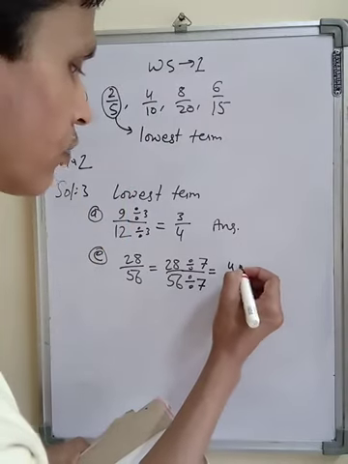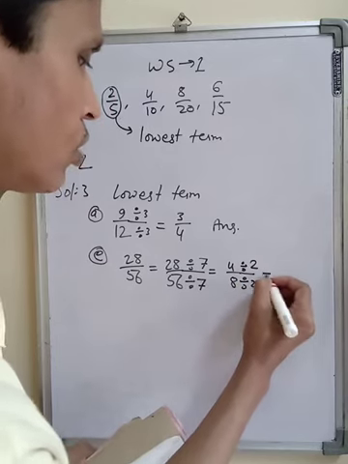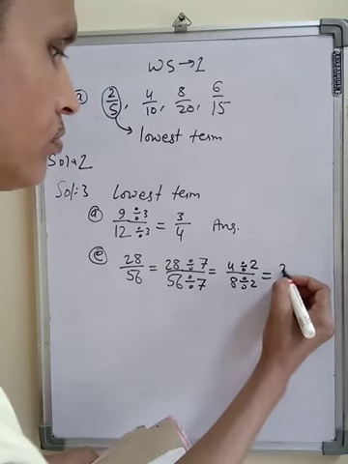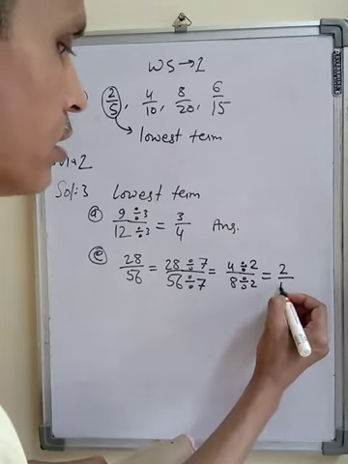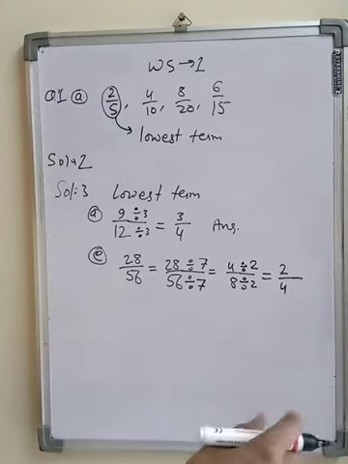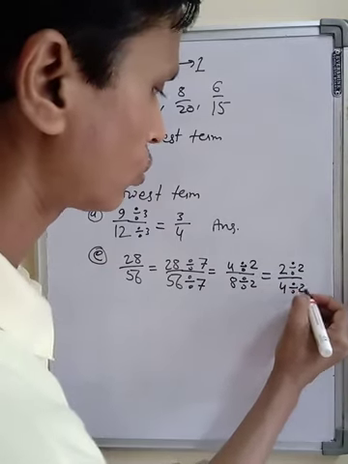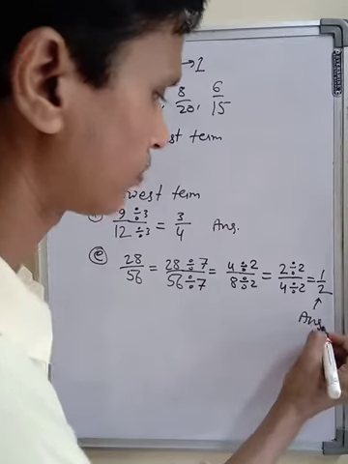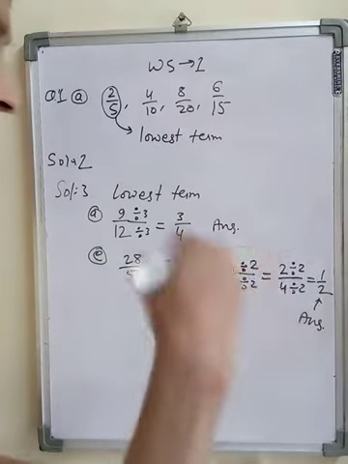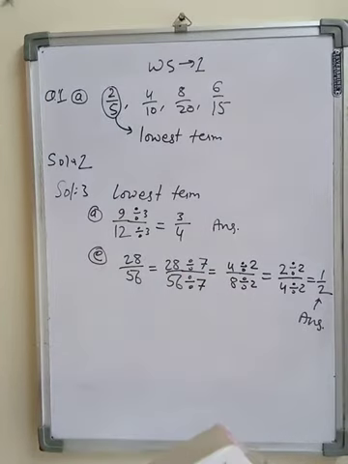Yes, we can divide it. We can divide this by 2 table. So dividing this by 2, this is 2 and this is 4. Can we divide more? Yes, we can divide it once again by 2, 1 upon 2. So this is the answer. Like this we will divide until it is in the lowest term.